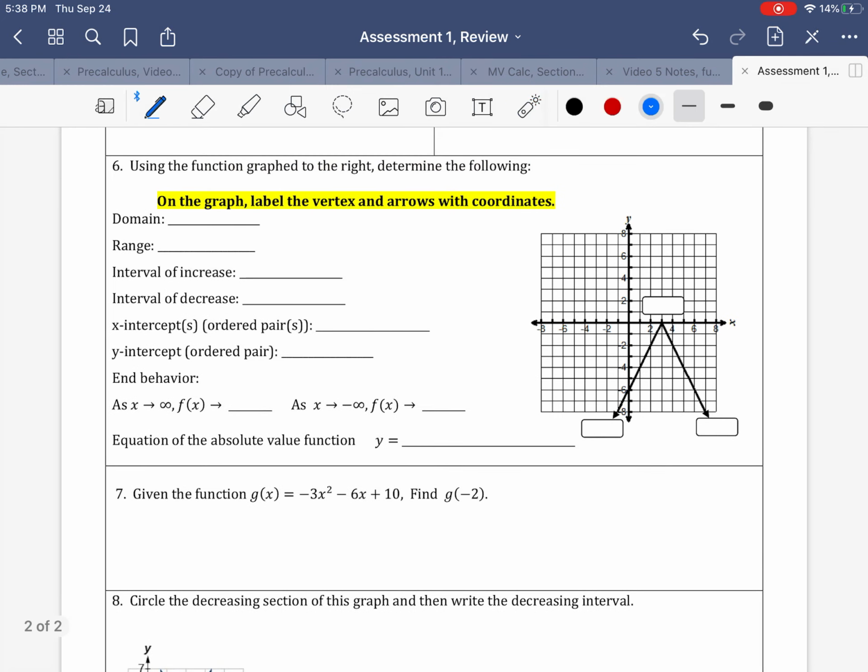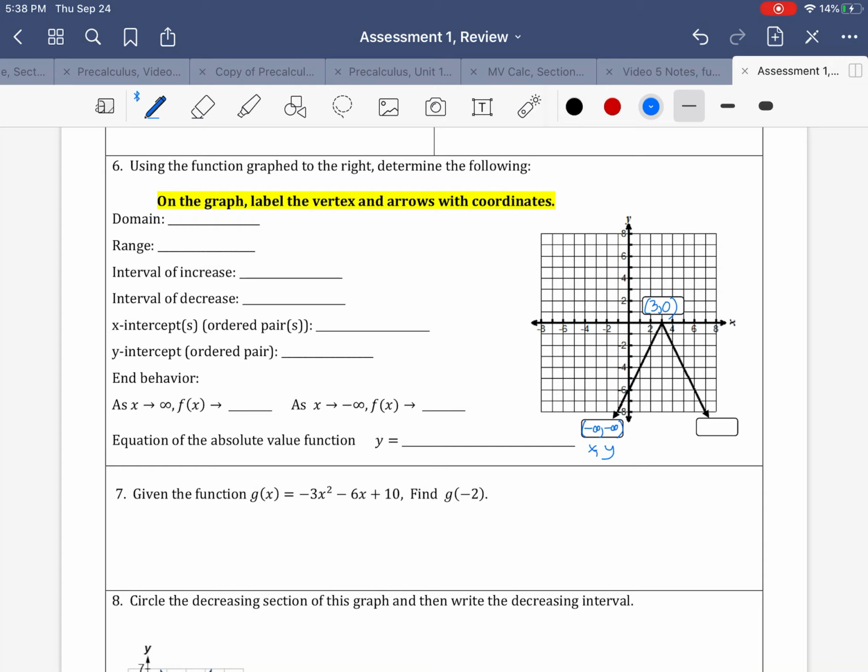All right, for number 6. On number 6, I want to label these points here to help myself out. So I have my vertex here at (3, 0). And then I have this arrow on the left. Remember, as this graph goes to the left, that's negative infinity, and the graph is coming down. So I'm going to put an xy value here: negative infinity, comma, negative infinity, because this is telling me the x and the y of that arrow. It's going left and down.